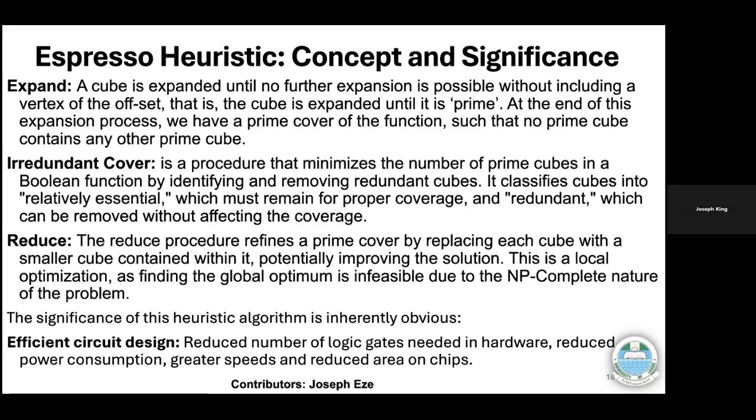So I think it becomes obvious then that the significance of this algorithm will be, for one, efficient circuit design. If we're able to reduce large cubes to much smaller cubes, then inherently we need fewer, smaller gates in hardware, we reduce our power consumption, and of course, that translates to greater speeds and reduced area on chips. And also, that means we can now deal with larger problems. That speaks to scalability. So now we can deal with larger and more computationally complex sets of problems, which would otherwise be prohibited if we were trying to solve with exact methods. So I'll move on to Quine to give us more on the applications.